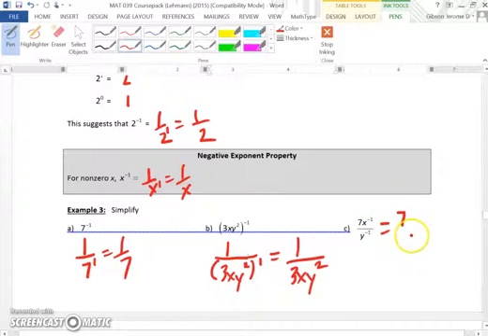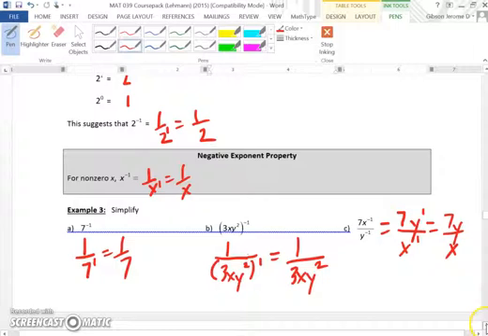So 7 will still remain 7. But the y to the negative 1 will come up to the numerator and become y to the first. X to the negative 1 will go to the denominator and become x to the first. So your final answer will be 7y over x. Now, if you notice, they switch locations, right? Does everyone follow that?